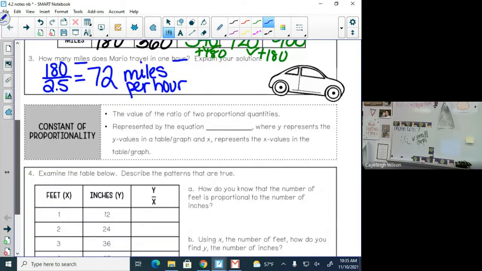Okay, the constant of proportionality is the value of the ratio between the proportional quantities. So what that means is K, which stands for the constant of proportionality, is Y divided by X. So this is very, very important. So make sure you write that down in your notes. It's very important.